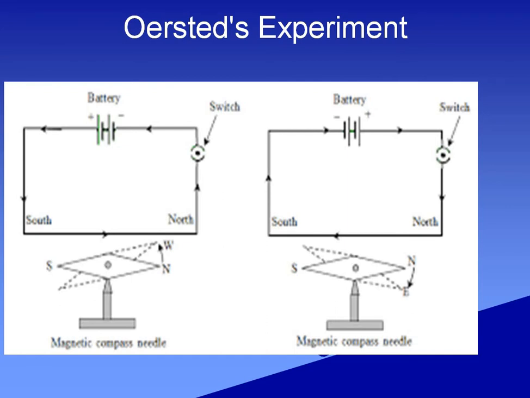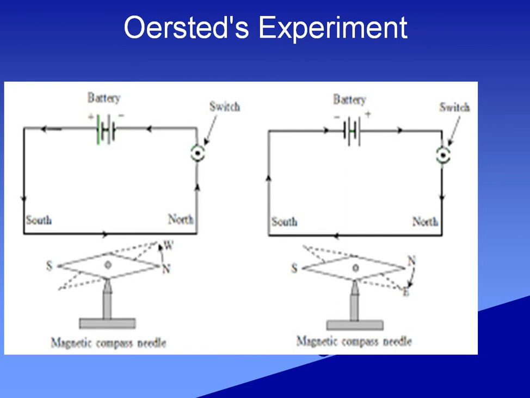So in that case what happened is that when the needle was kept, he could notice the deflection of the compass needle towards east, which means the direction of current affects the direction of magnetic field. No. In first case, the magnetic field produced by the current carrying wire deflects the compass needle towards west, and in second case it deflects the compass needle towards east.